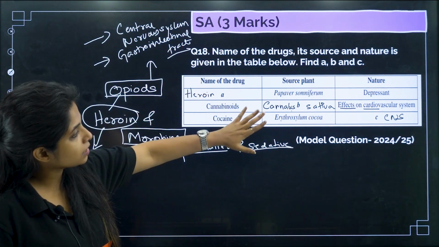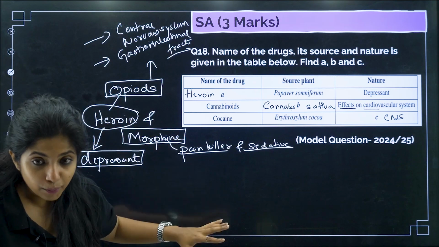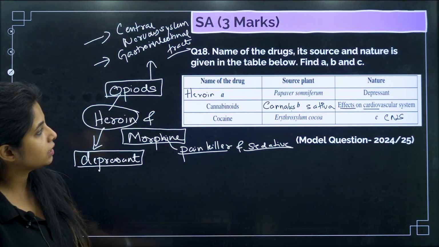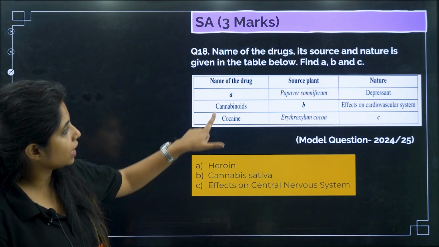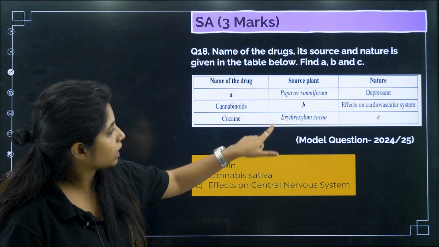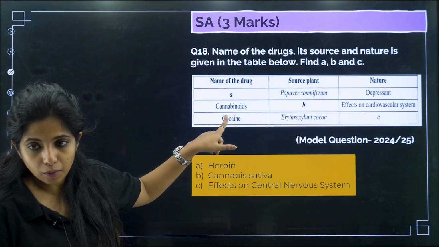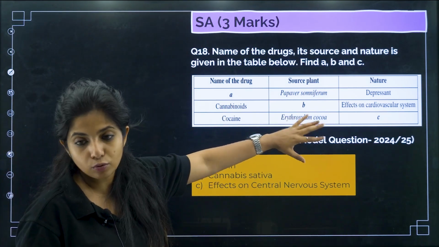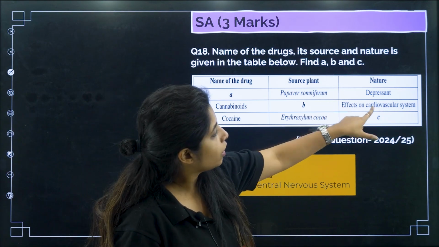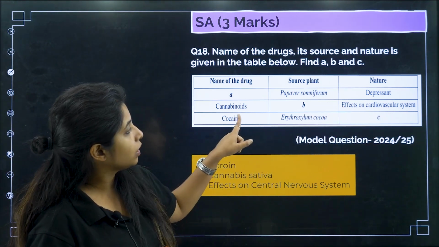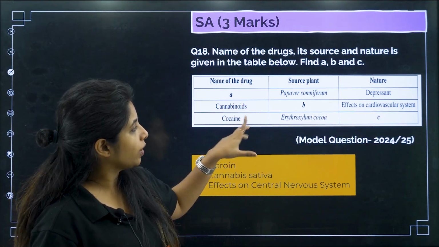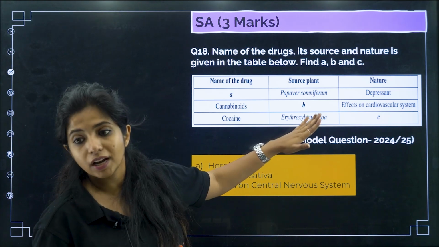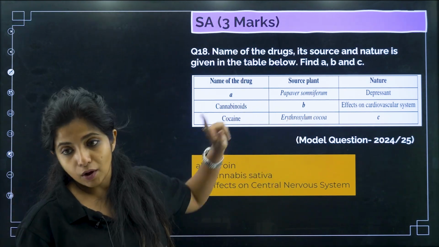So this is something that you need to remember, and this is how you can write the answer. A is heroin. Cannabis sativa is the name of the plant that gives you cannabinoids. All the different parts of the plant can be used for ganja, marijuana and things like that, and it affects the cardiovascular system. Cocaine comes from coca alkaloids. Basically you get it from Erythroxylum coca. You have to remember the names of the plants.